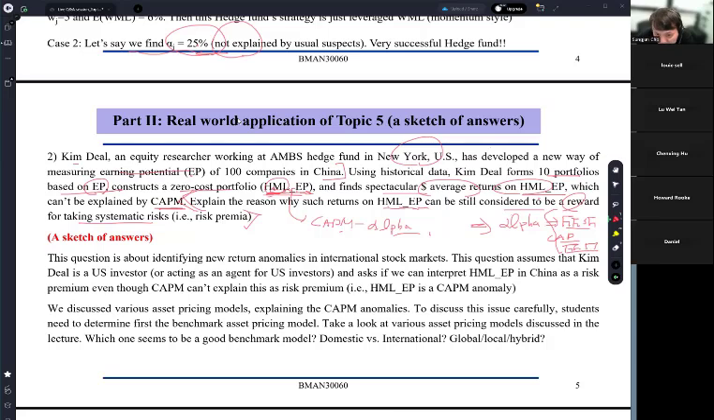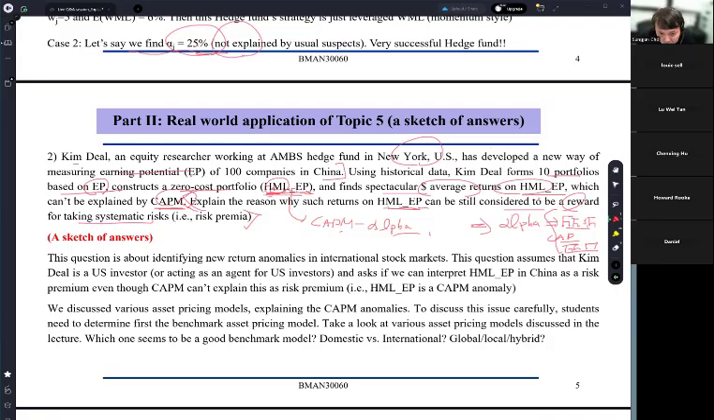You have to use the right benchmark. Maybe CAPM is not a good benchmark. If you use a more complex model, perhaps alpha could be 0. If alpha is 0, then you can think the return on HML EP is just a reward for taking systematic risk, either taking SMB risk or HML risk or momentum risk, right?